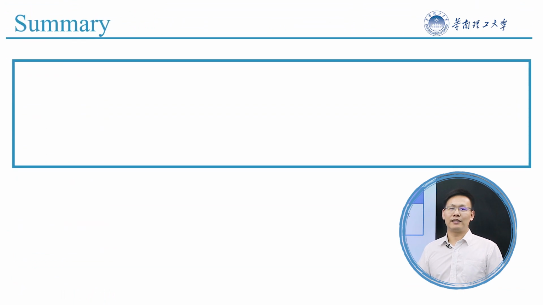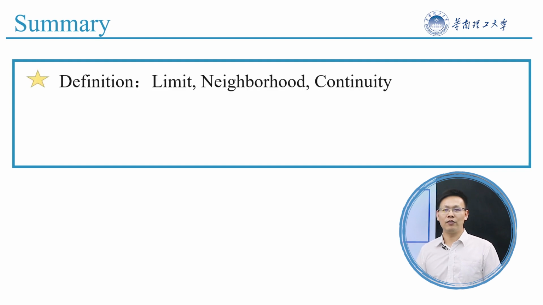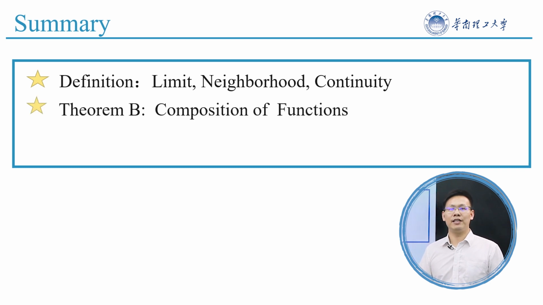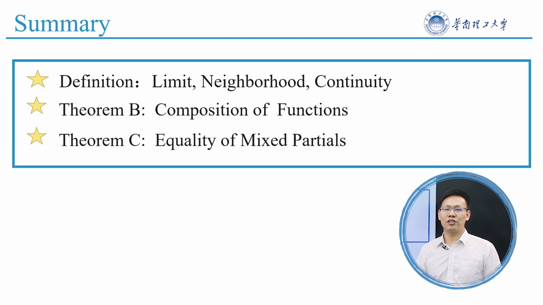Next, let's make a summary of this section. Today, we learned the definitions of limits and continuity of multivariate functions and two theorems B and C. We should understand the similarities and differences between the limits of functions with one variable and more variables.